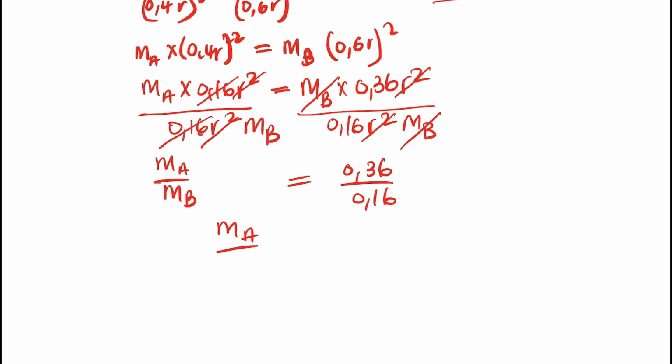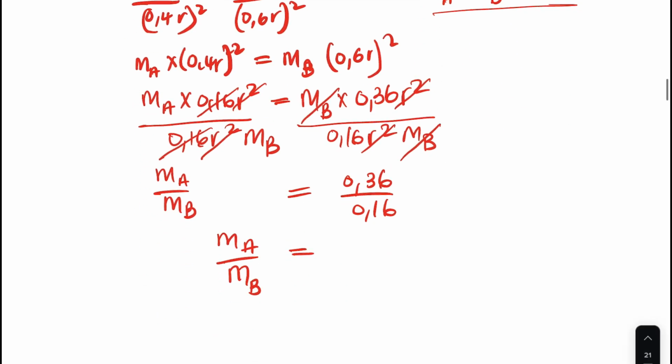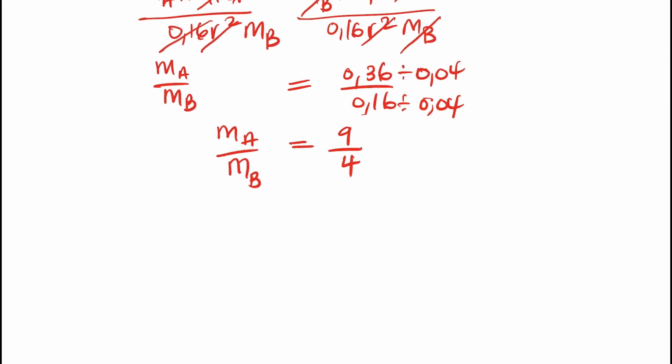Now, in order to get this ratio, 9 is to 4, we'll find the factor, which is going to be 0.04. So I'll divide that by 0.04 and divide that by 0.04. 0.36 divided by 0.04 is going to be 9, and 0.16 divided by 0.04 is going to be 4. So the fraction, when you change it into a ratio, will be mass A is to mass B equal to 9 is to 4. We're proving that.